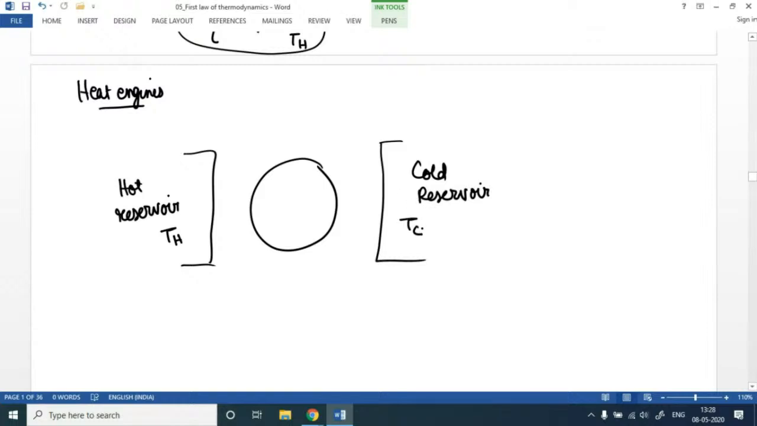So a heat engine is something which extracts heat from a hot reservoir, let's say Q1, and releases heat to the cold reservoir, let's say Q2, and tries to convert this heat into work, say W. Obviously, this would be a cyclic process. It would be operating in a cycle, so delta U is equal to 0. So W is equal to Q in minus Q out, that is simply Q1 minus Q2.